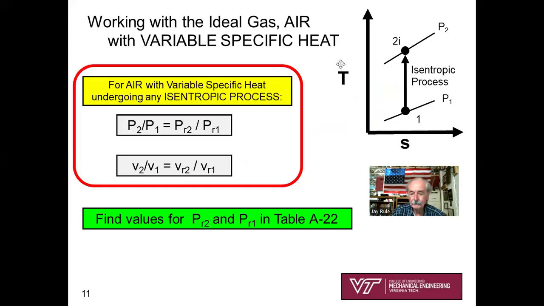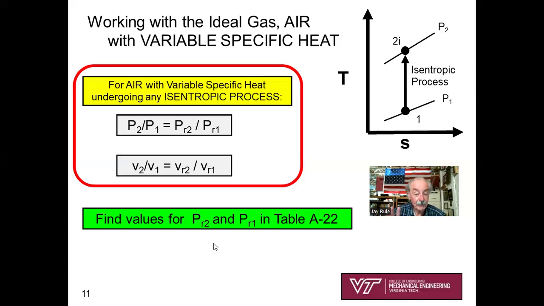I've drawn a sketch of my isentropic process, 1 to 2i. Remember, of course, it can be flipped; the arrow can be pointing down just as well, but that's just your example. Here's a vertical line, isentropic process. For air, isentropic process, variable specific heat, P2 over P1 identically equals PR2 over PR1, and similarly V2 over V1 is equal to VR2 over VR1.